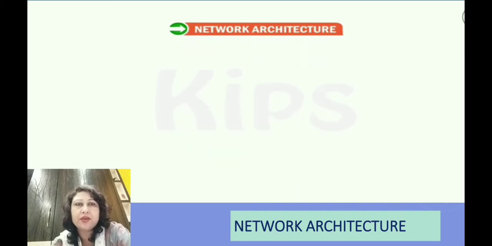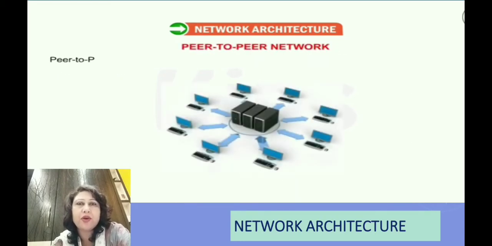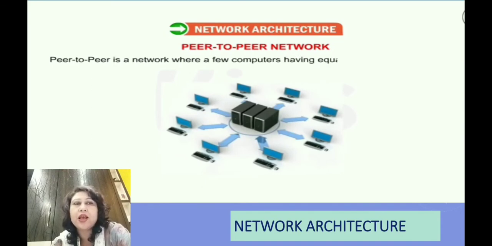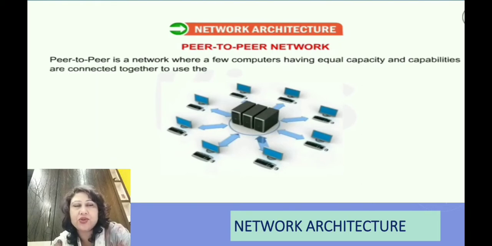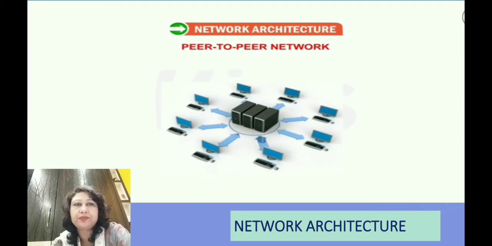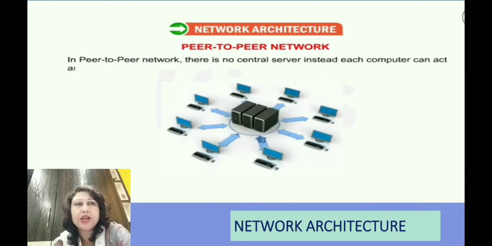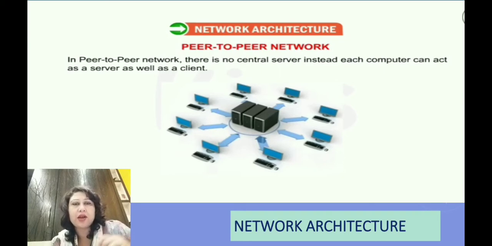from the server. The next one we have is the peer-to-peer network. Peer-to-peer is a network where a few computers having equal capacity and capabilities are connected together to use the resources available on the network. So in a peer-to-peer network there is no central server. Instead, each computer can act as a server as well as a client. Okay, so this was network architecture.